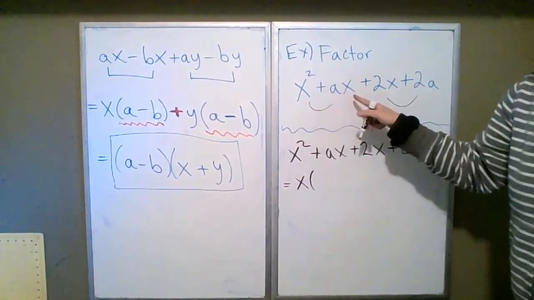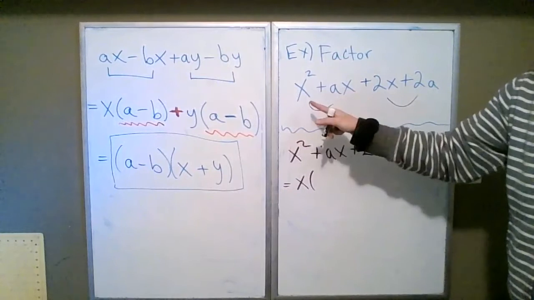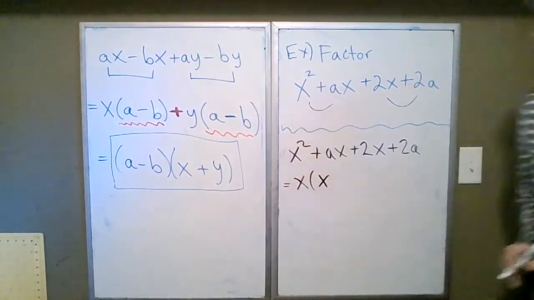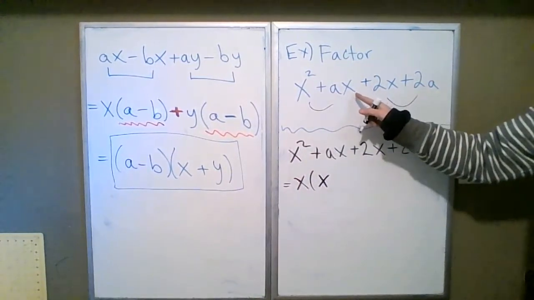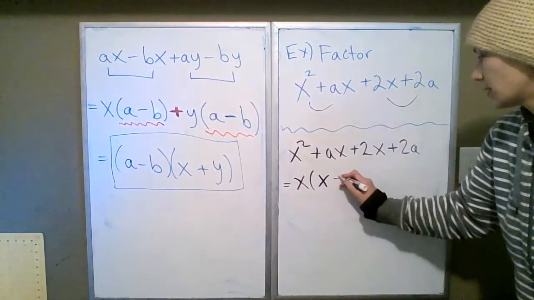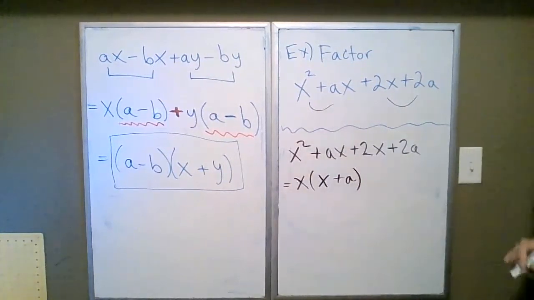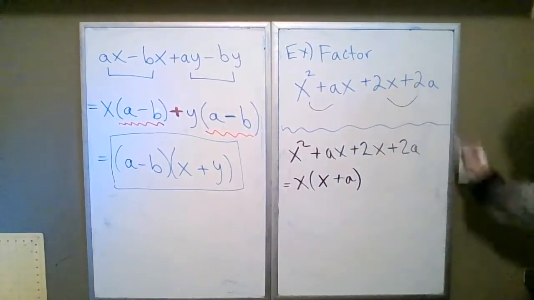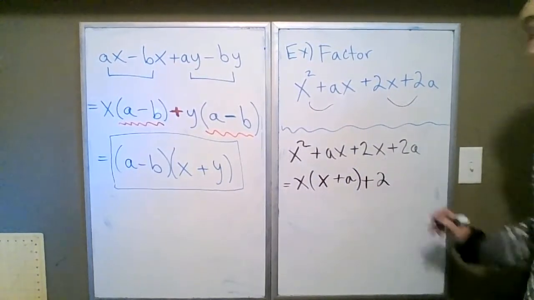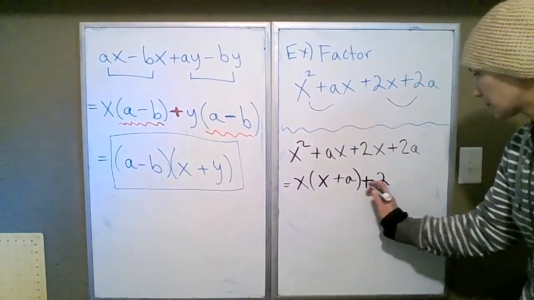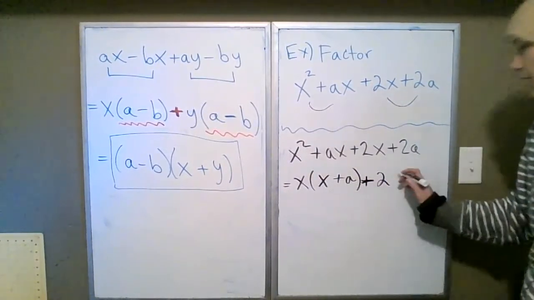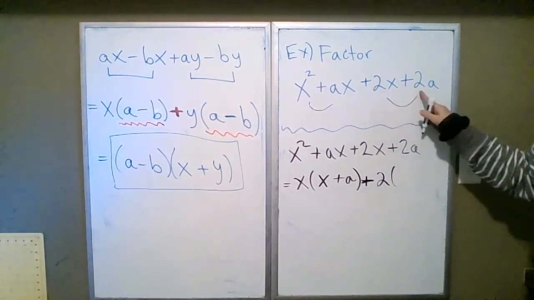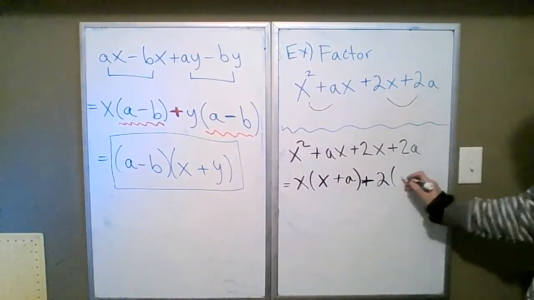So from this first pair, we're factoring out x. x from x squared leaves an x. Factor out an x from here, and it leaves positive a. Okay, now we're on to these two terms, where we're going to factor out 2. So if we bring 2 to the front, positive 2. And from here, if we factor out 2, it leaves an x. And factor out 2 from there, it leaves an a.